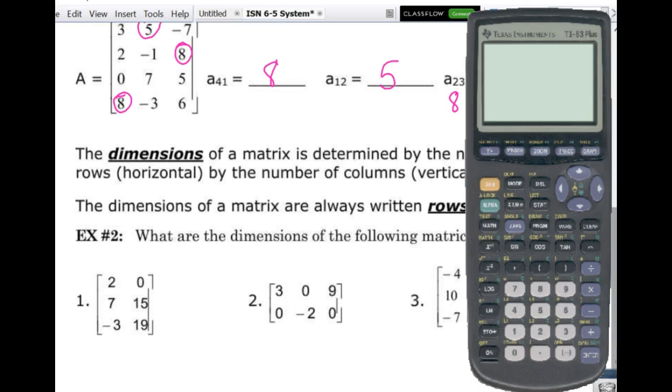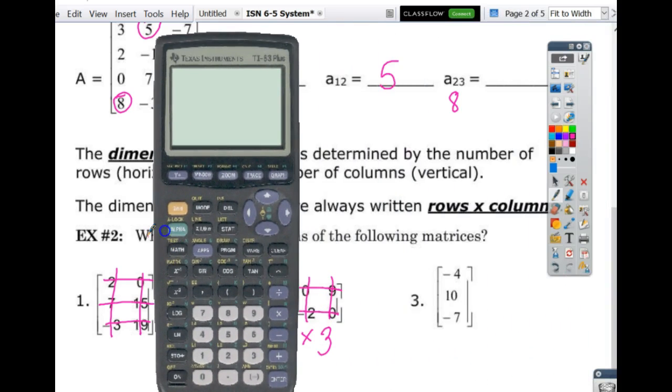So, rows, columns. How many rows? 3. How many columns? 2. So that's a 3 by 2. How many rows? 2. How many columns? That's a 2 by 3. How many rows? How many columns? So it's a 3 by 1. Rows, columns. Okay?